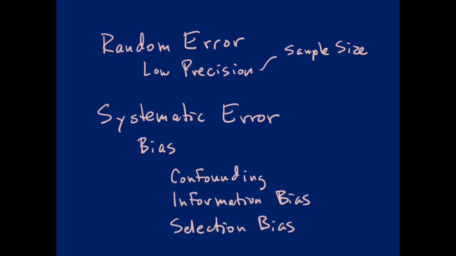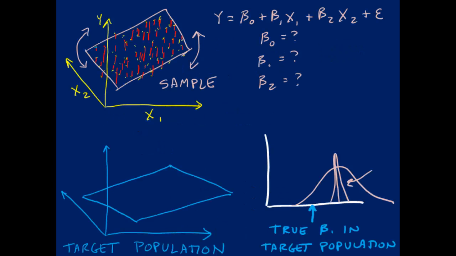So the main thing to remember now, though, is that when we're talking about precision, we're talking about how spread out the estimates of the beta values are in repeated samples. And for bias, we're talking about the parameter that's actually being estimated. Does it differ from the true parameter in the target population? So that hopefully will give you a better understanding of the meanings of bias and precision.